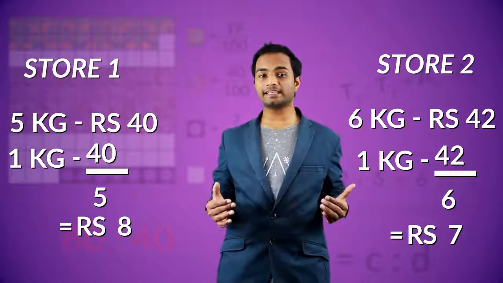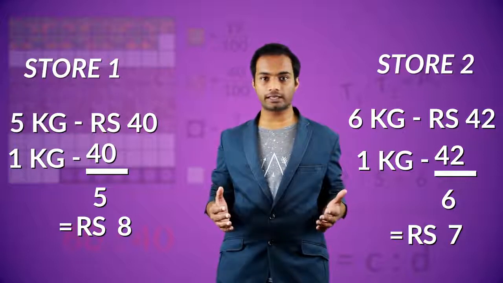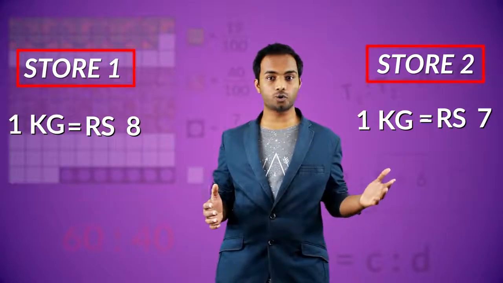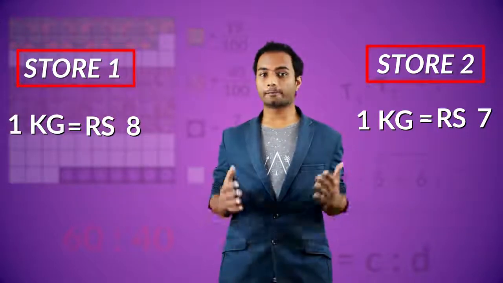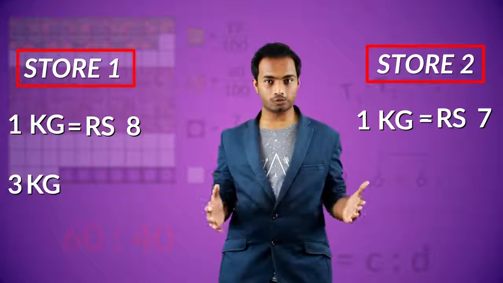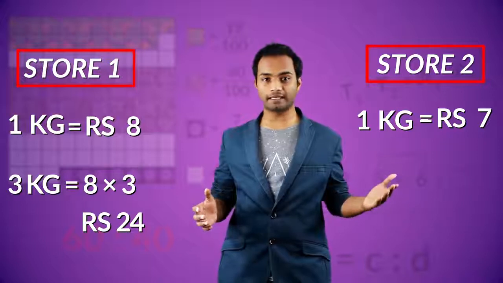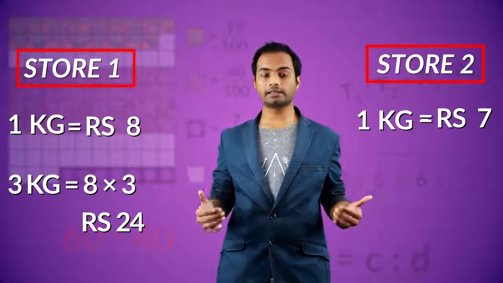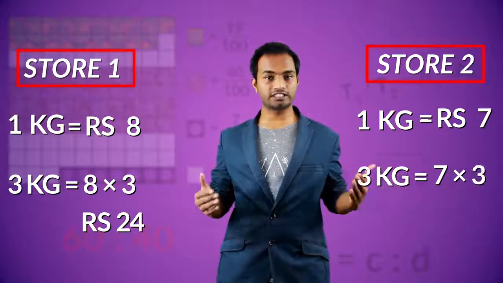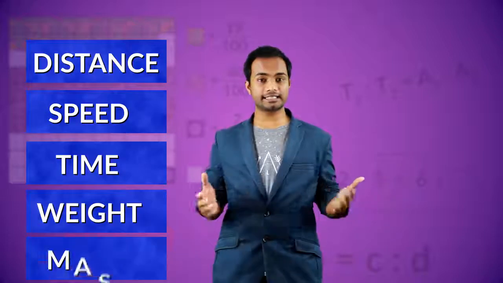Now, you have the prices for 1 kilo of tomatoes in both store 1 and store 2. So this way, the price for 3 kilos of tomatoes in the first store would be 8 into 3, which is 24 rupees, and in the second store, that would be 7 into 3, which is 21 rupees. You could use the same technique to measure anything like distance, speed, time, weight, mass, etc.